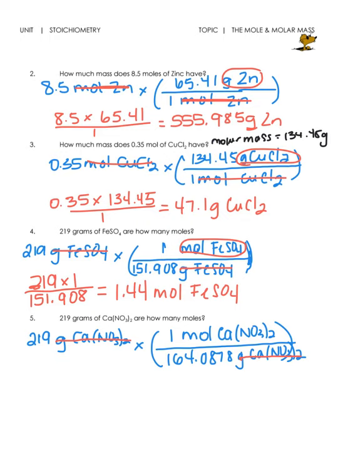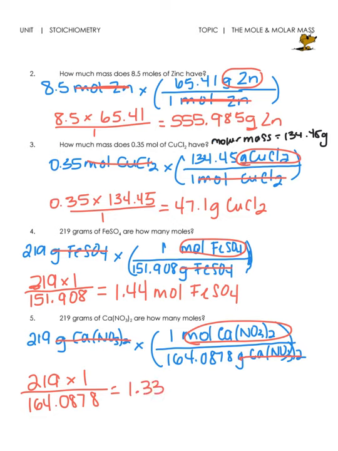Okay, so I've crossed off my similar units, and then I'm going to circle my remaining just to make sure I've done this correctly. Then into my calculator, I'm going to punch in 219 times 1, which will just be itself. And I'm going to divide that by 164.0878. And I will get an answer of 1.33 moles of calcium nitrate.